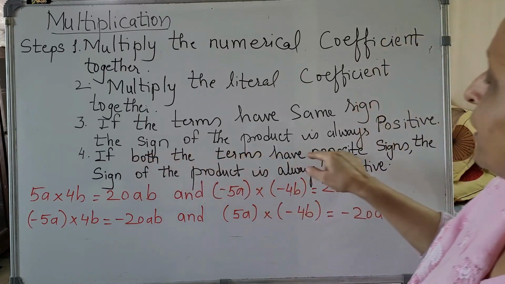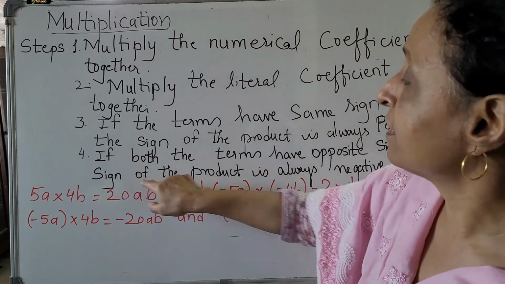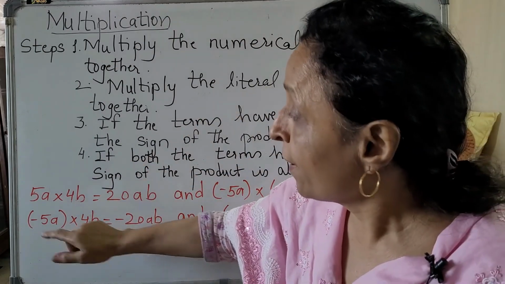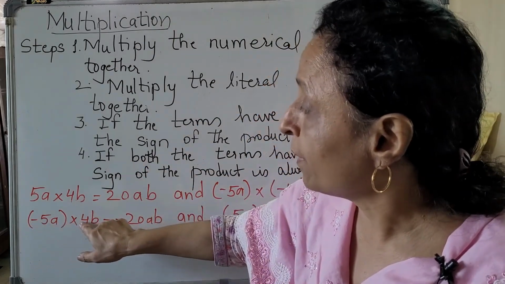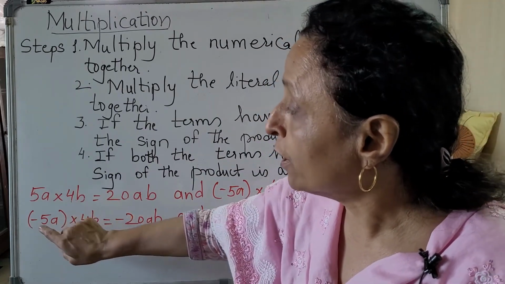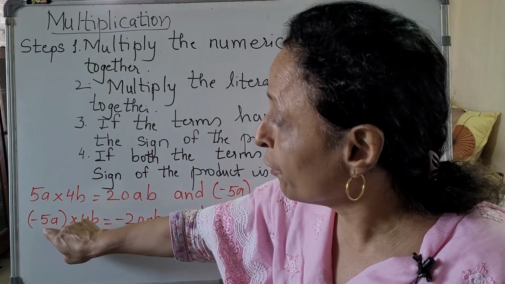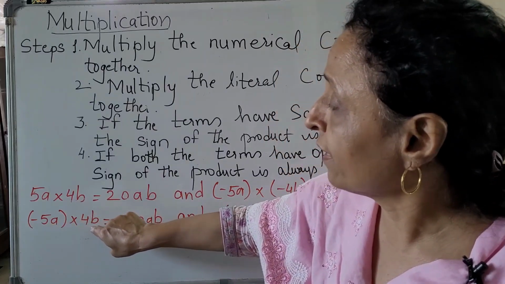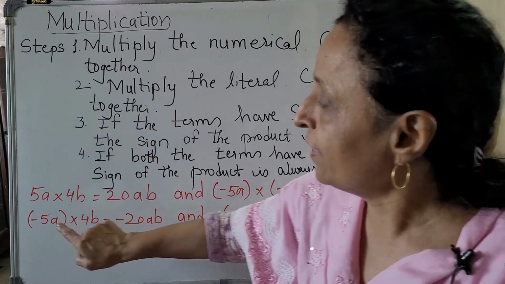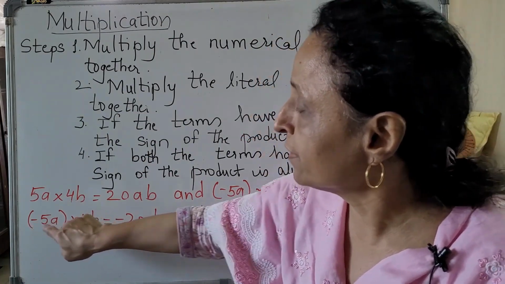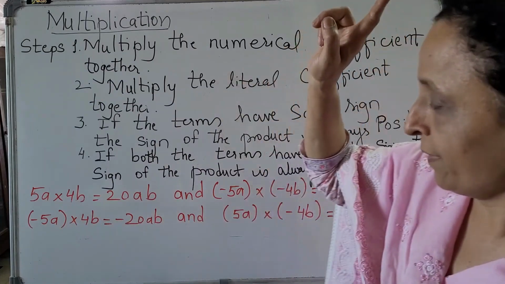Now if both the terms have opposite signs, the sign of the product is always negative. So see this, the sign minus plus. Minus 5 and it is plus 4. First, what you have to do is multiply the numerical coefficients 5 and 4. Literal coefficients a and b you multiply. Then decide the sign. Signs different, minus plus is different, therefore you have to write minus.